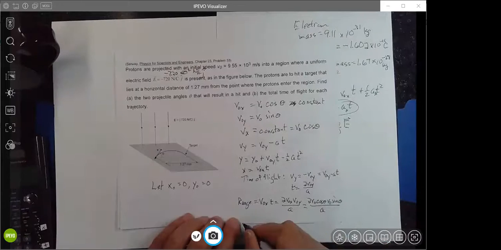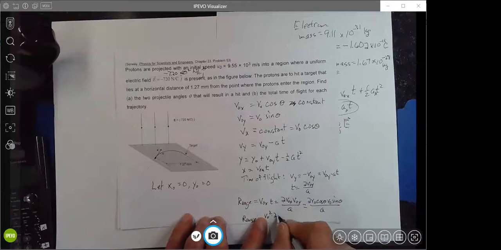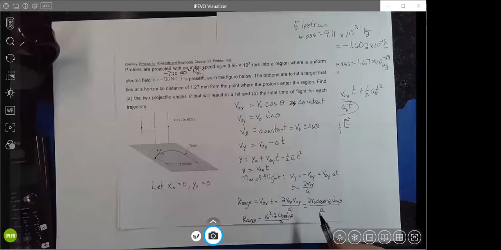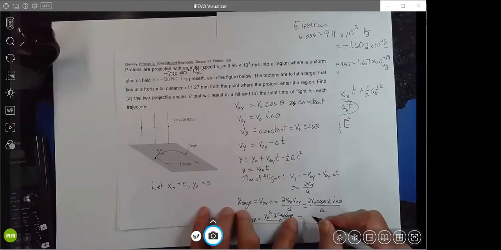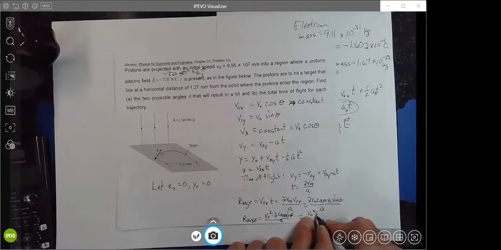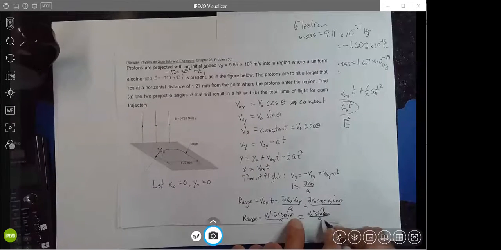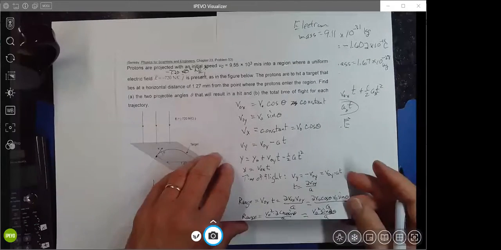And the range will equal v naught squared times 2 cos theta sine theta divided by a. And the only double angle formula I can remember is that the sine of 2 theta is equal to 2 cosine theta sine theta. So this ends up being v naught squared, sorry if I'm writing too small to be seen, sine of 2 theta divided by a. And that's the range of the projectile.